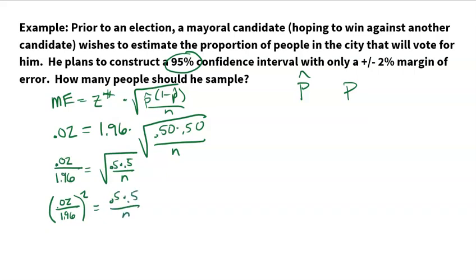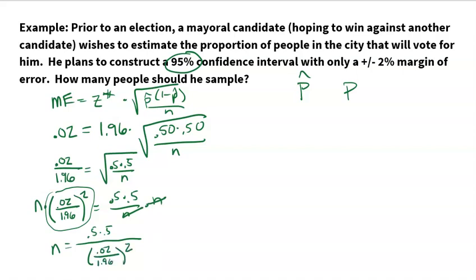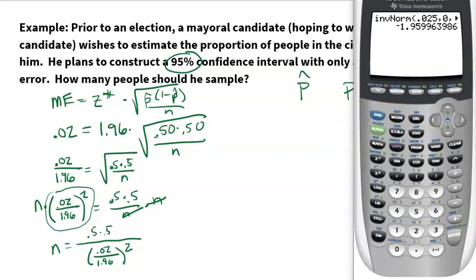The next step is instead of dividing by N, I'm actually going to multiply both sides by N. And if I multiply both sides by N, these N's over here cancel. So the final step would be just to divide by this weird number here, 0.02 divided by 1.96 squared. So N equals 0.5 times 0.5 divided by 0.02 divided by 1.96 squared. Guys, it's not really that difficult of algebra, so hopefully you don't struggle with that too much.